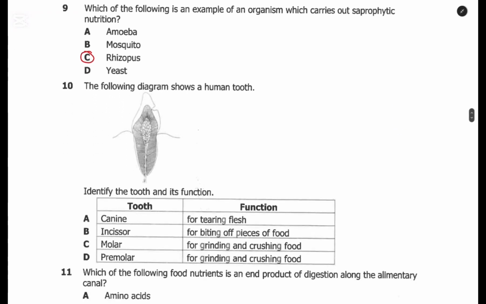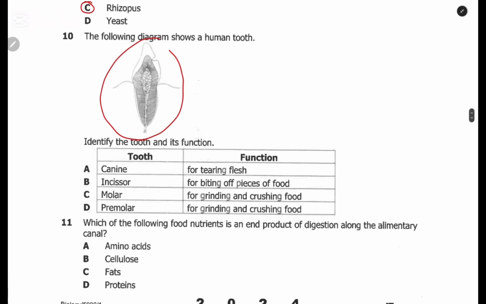Then question 10. The diagram below shows a human tooth. Just from the structure you can tell that this is a canine. Identify the tooth and its function. And since we've said it's a canine, there's no other option that has a canine on the tooth. So therefore the first is the answer. Option A is the answer.